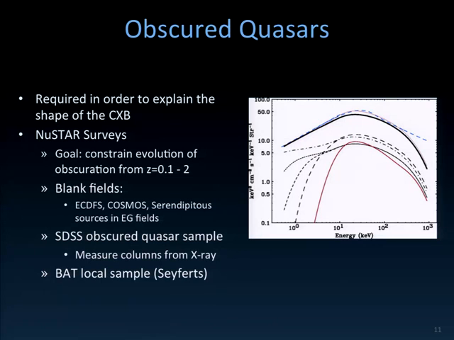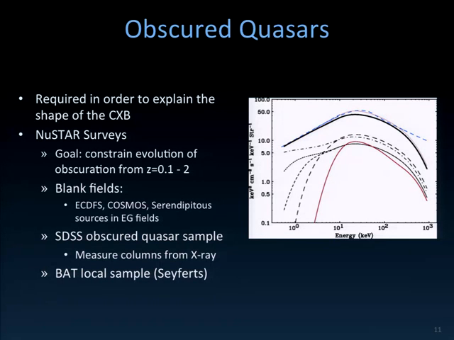So Günther's given a nice motivation for this work, which is that there's a significant number of obscured AGN required to explain the shape of the X-ray background. And so the goal of the NuSTAR surveys, given what I've told you about what we can do with broad bandpass for low redshift sources in constraining the columns, is to constrain the evolution of obscuration between 0.1 and 2 redshift.